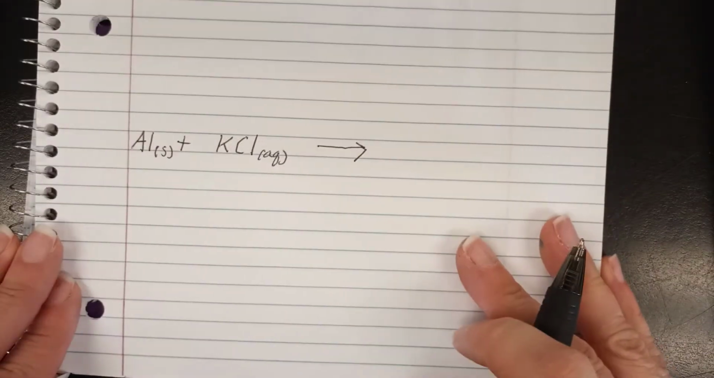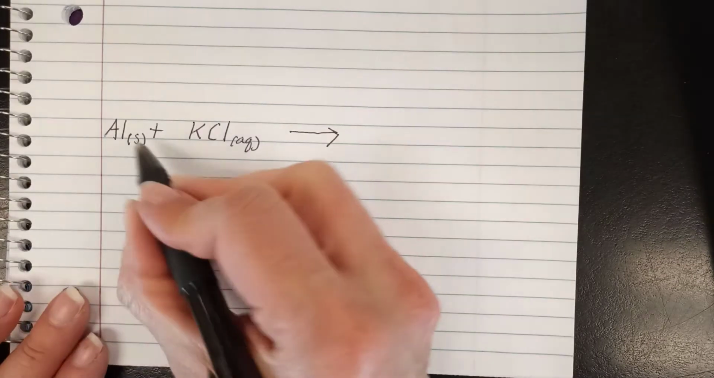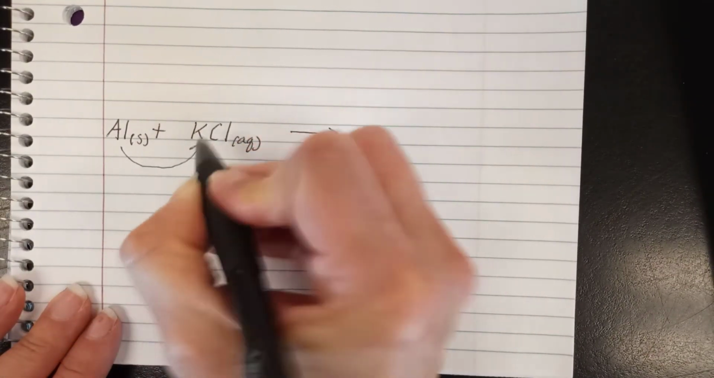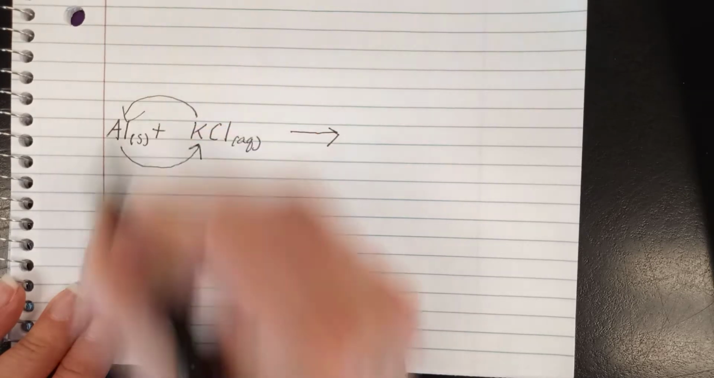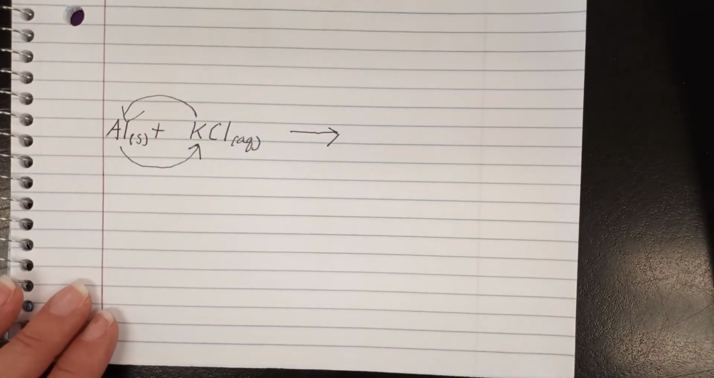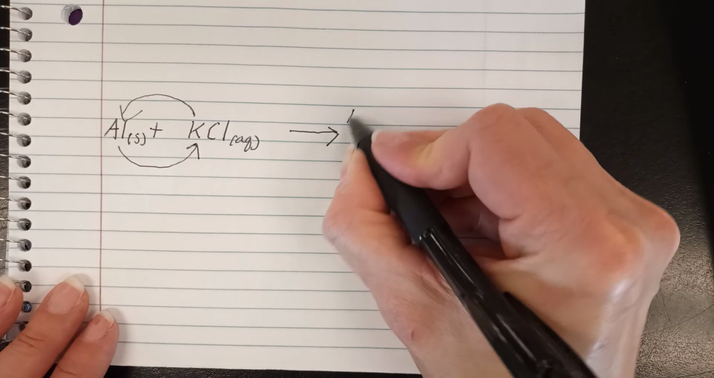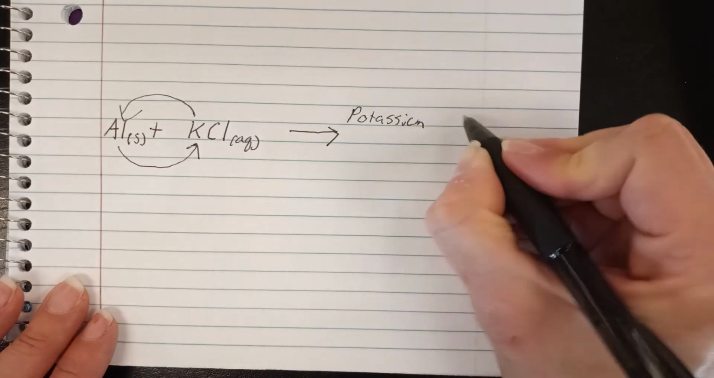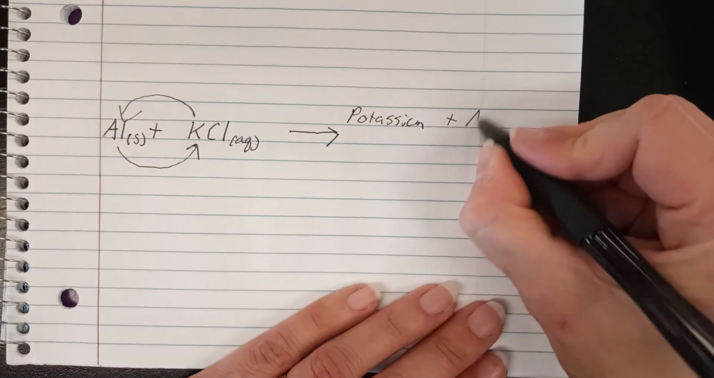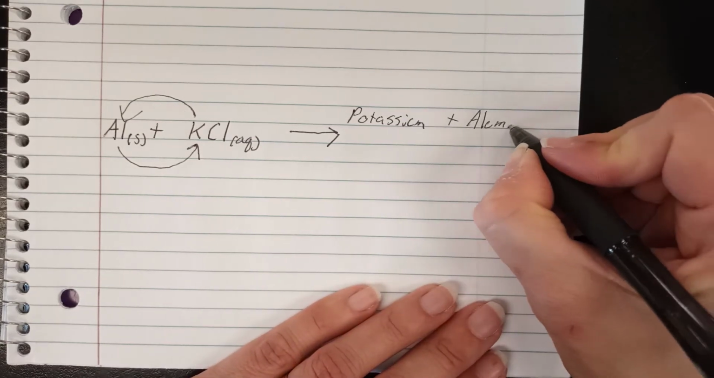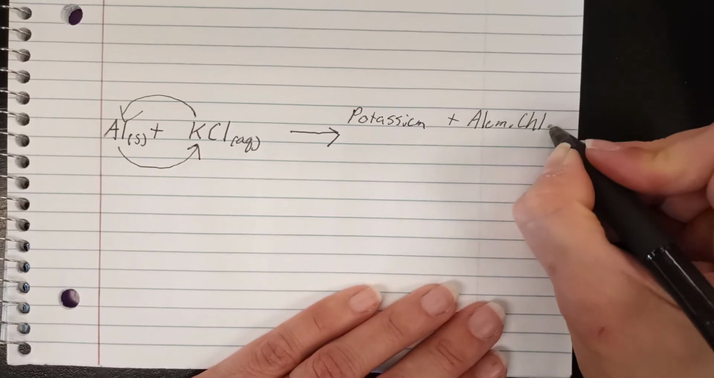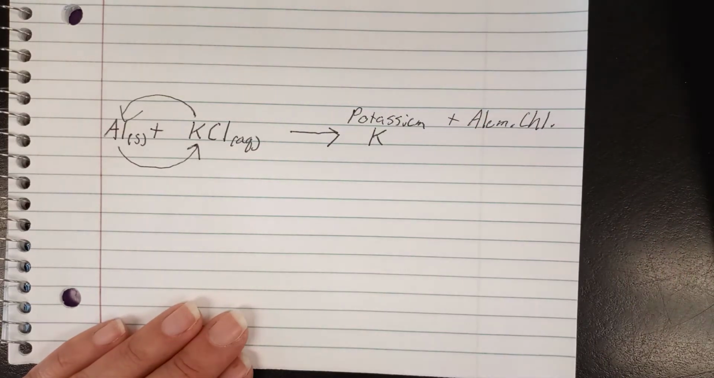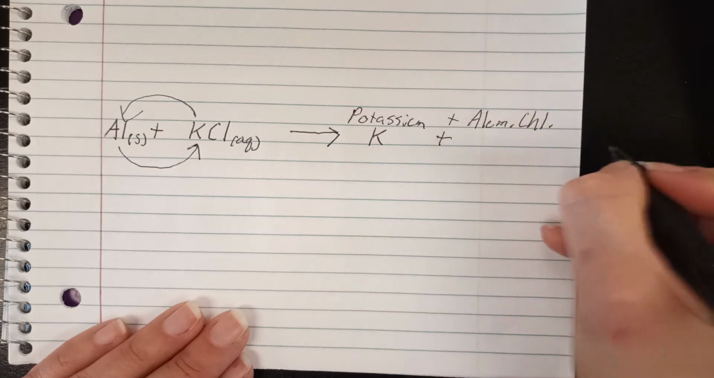Okay, so let's do another one. What if I had aluminum and some potassium chloride? Again, I find the arrows infinitely helpful. In a single displacement reaction, that's what happens. So I'm going to have now potassium plus aluminum chloride. I'm going to abbreviate. Potassium, again, as a metal, simply a K, plus aluminum chloride.